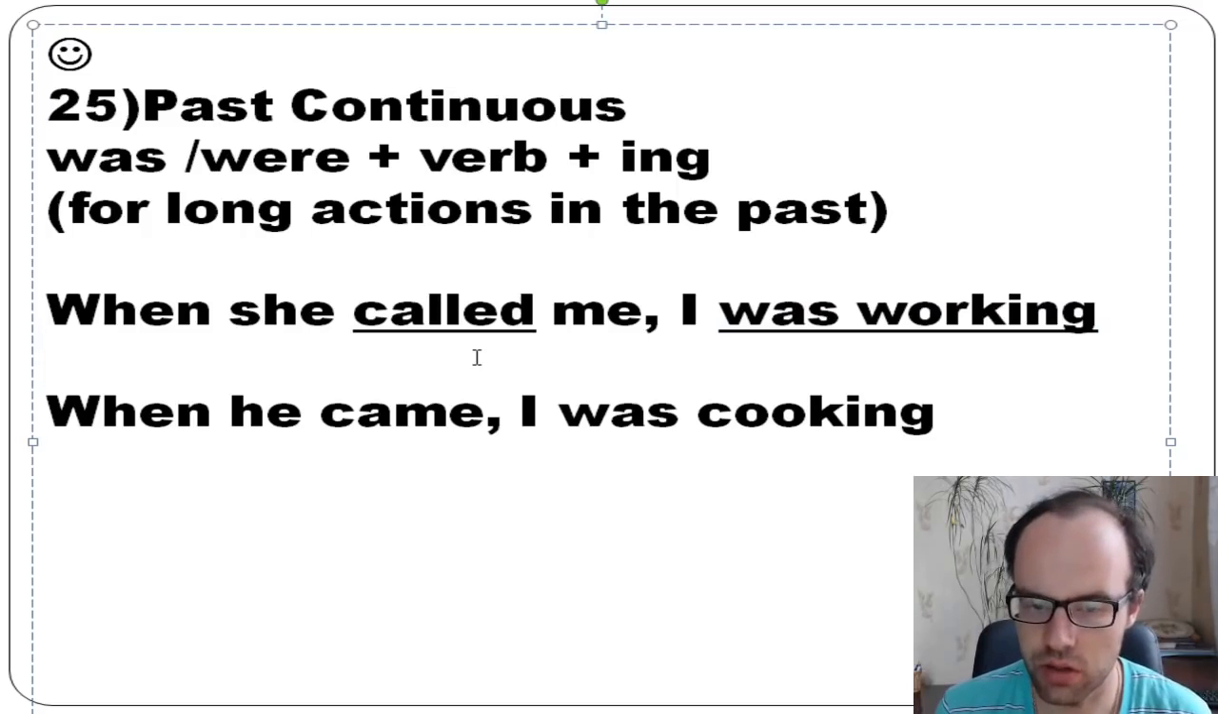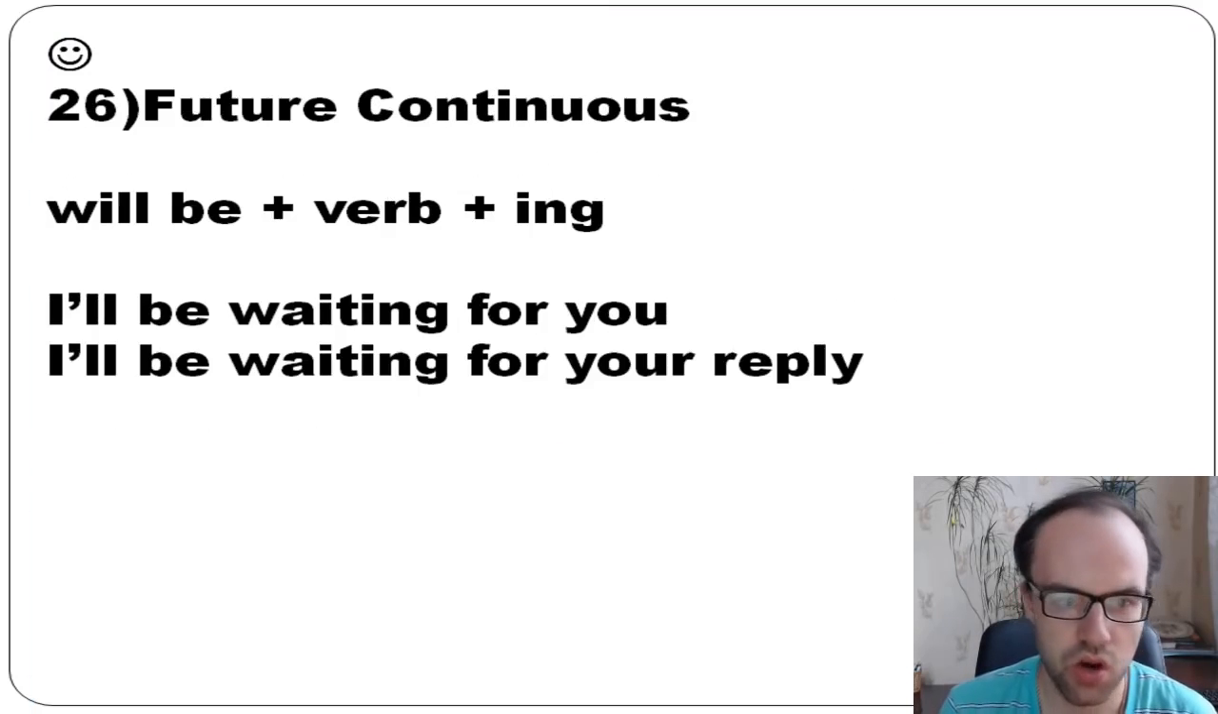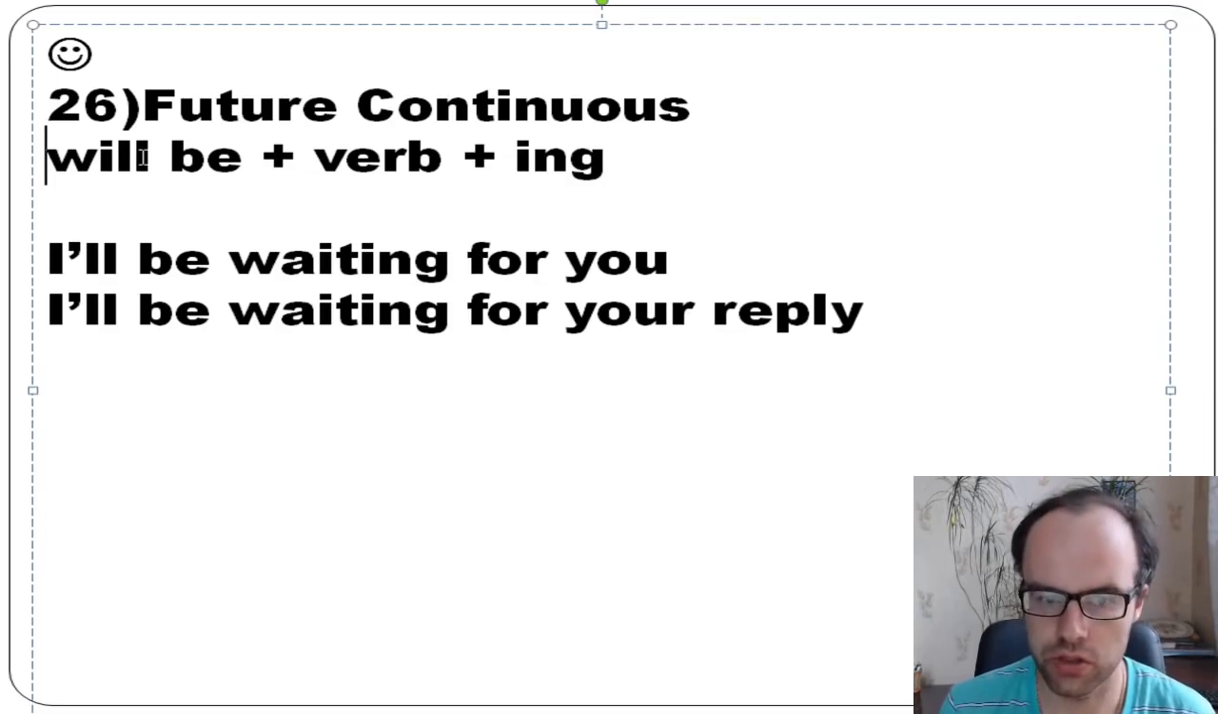When he came, I was cooking. So it's a short action, it's past simple. I was cooking, it's past continuous. I was cooking, it's a long action, and then he came. Good. What about future continuous? How do we form it?